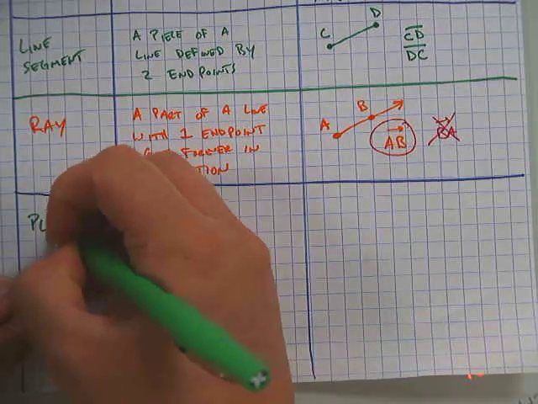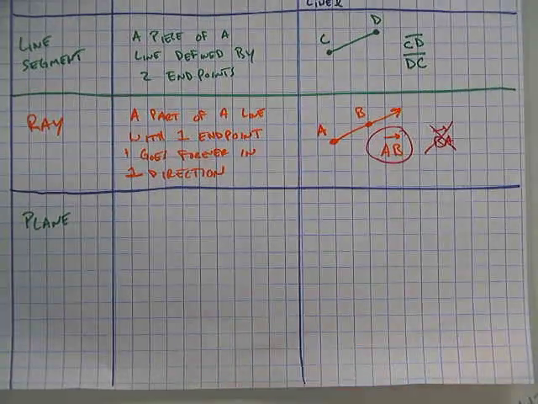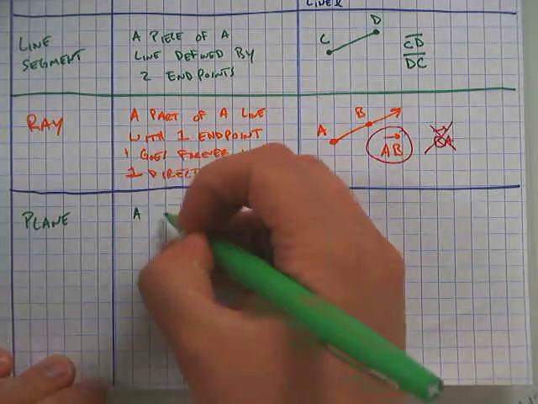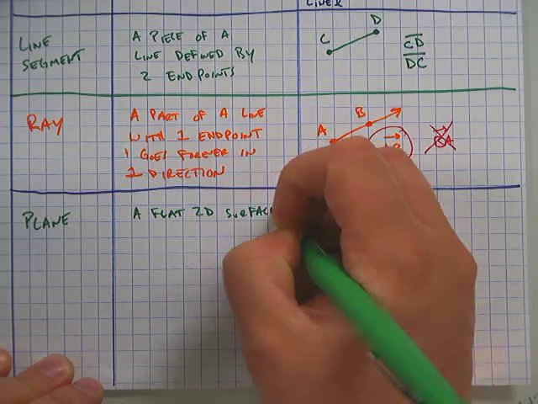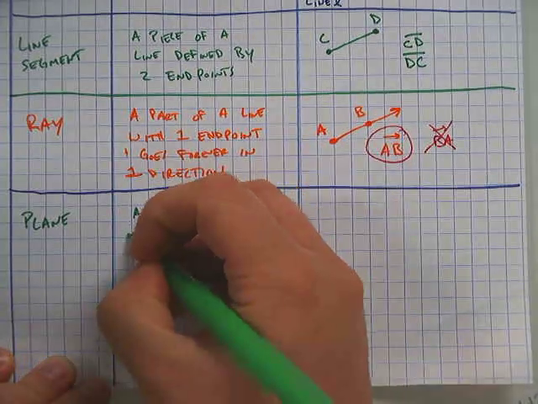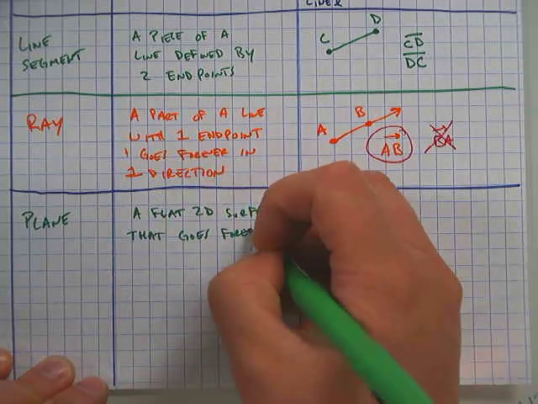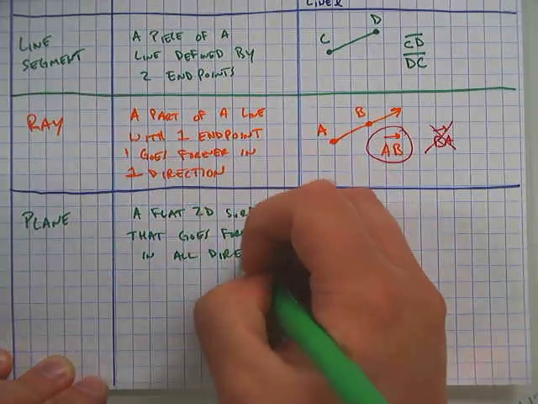Okay, next vocab word. Plane. So in algebra, you probably dealt with planes. You probably dealt with the coordinate plane all the time. So in geometry, we don't always refer to the coordinate plane. Sometimes we refer to other planes. In fact, often we refer to other planes. So the way that we're going to define plane for geometry is a flat, two-dimensional surface that goes forever in all directions.